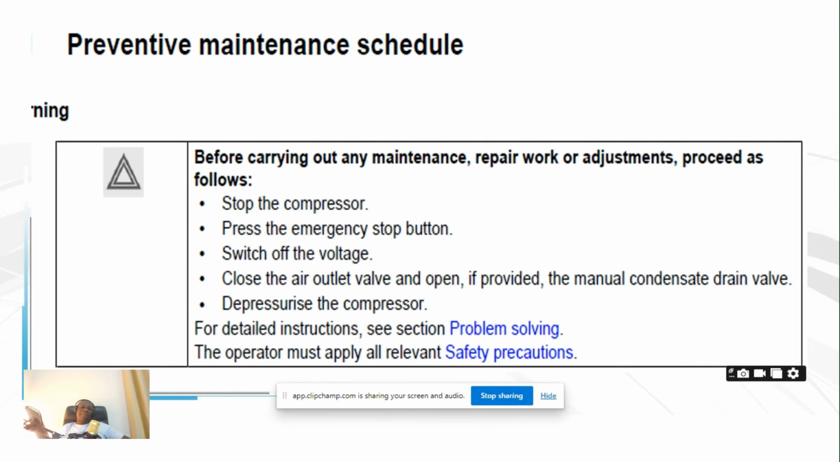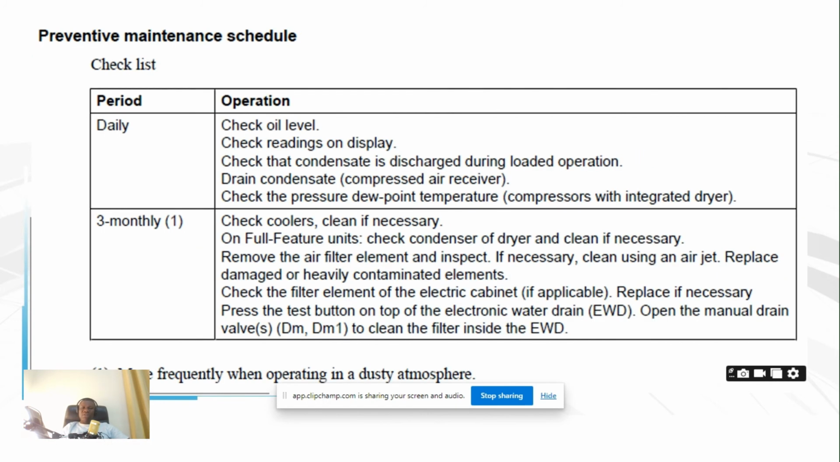Next, you switch off the voltage. Then you also close the outlet valve. When you close the outlet valve, if another compressor is running, the pressure will not go through the system. Then you drain, you depressurize the system. These are all precautions. If you don't depressurize the system, you can lose a part and high pressure air will hit you and you can get injured.